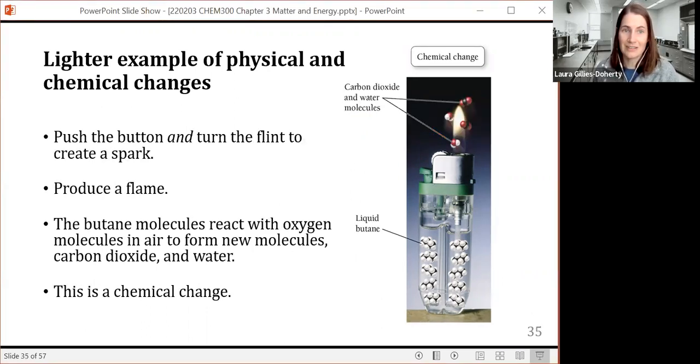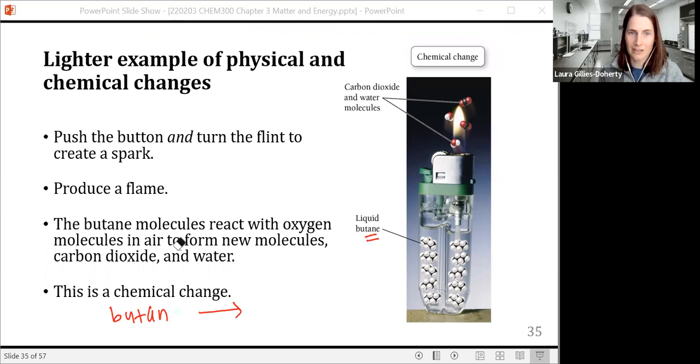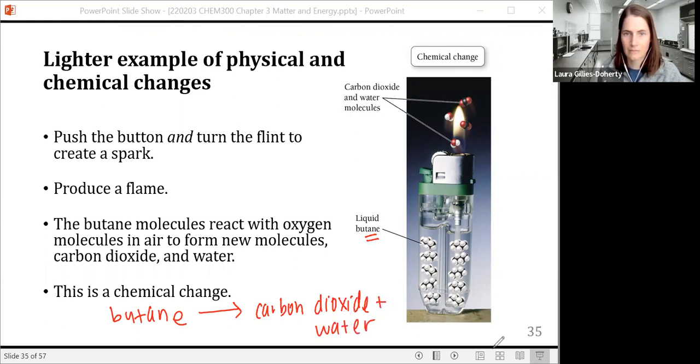But if you push the button and turn the flint to create that spark, you're going to produce a flame. And so this is going to produce a chemical change. Liquid butane, your starting material, butane, undergoes a chemical change to become carbon dioxide plus water. And then we have to make the flame, so we're going to produce some heat in that reaction as well.